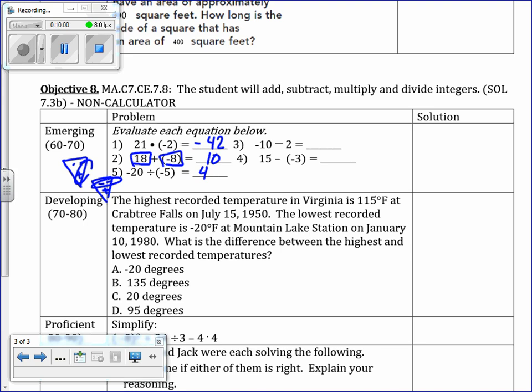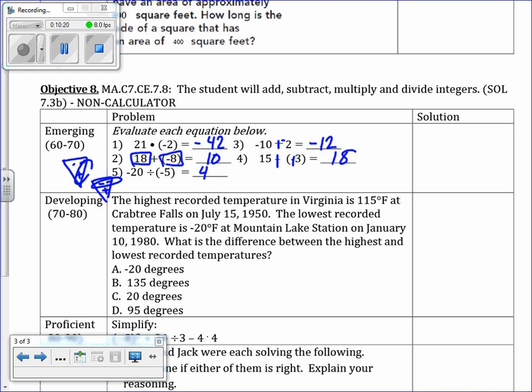Negative 10 minus 2. So I'm going to say plus negative 2. And so that's a negative plus a negative. It's just going to be more negative, so it's negative 12. 15 minus negative 3 plus positive 3. So that's going to give us an answer of 18.